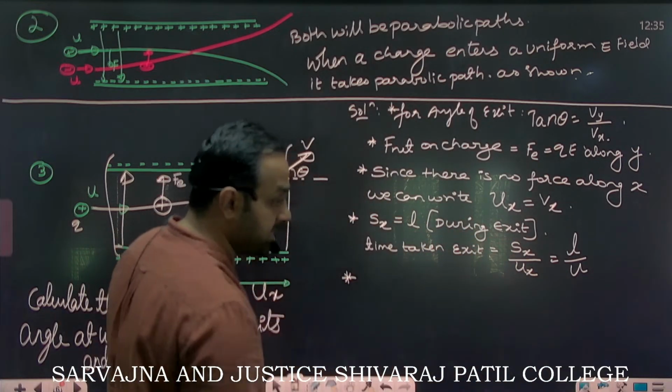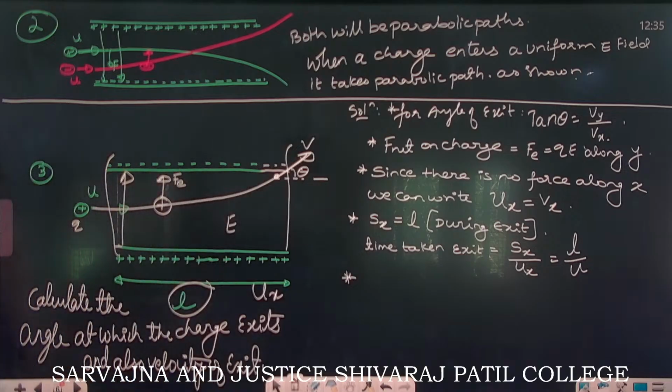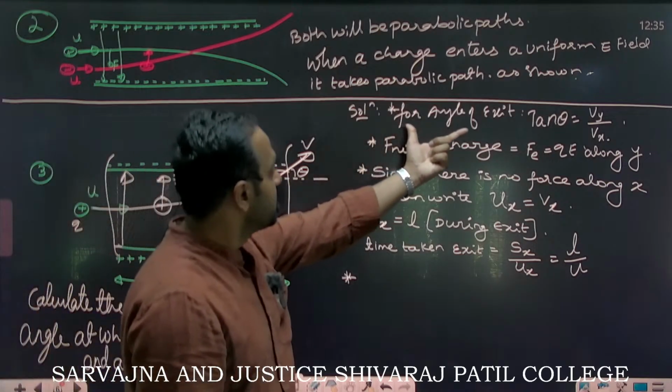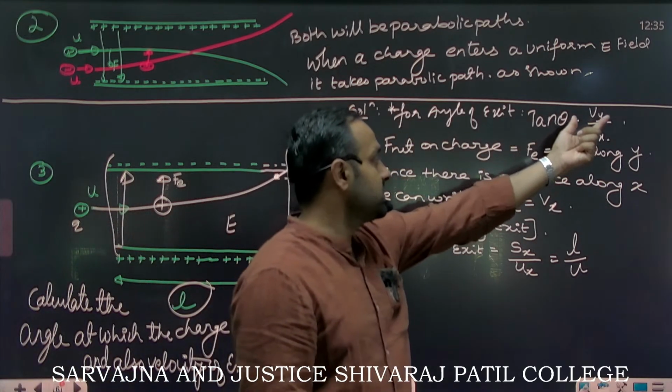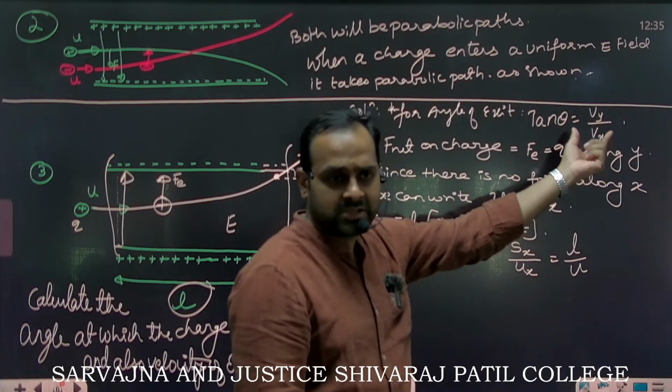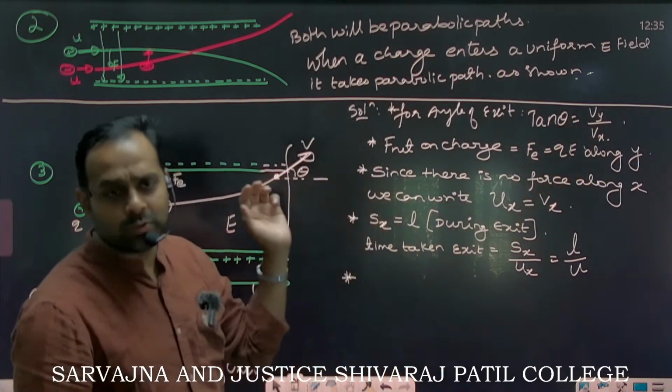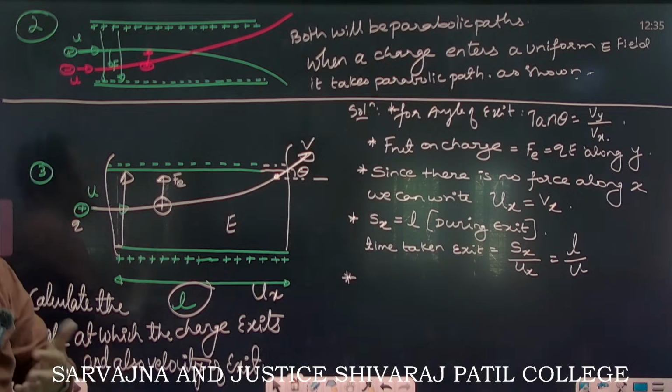So why did we need time? Why did we calculate time? Because what do we have here? For angle of exit, tan theta, we need Vy divided by Vx. Vx we already know is equal to u. But how do you calculate Vy?